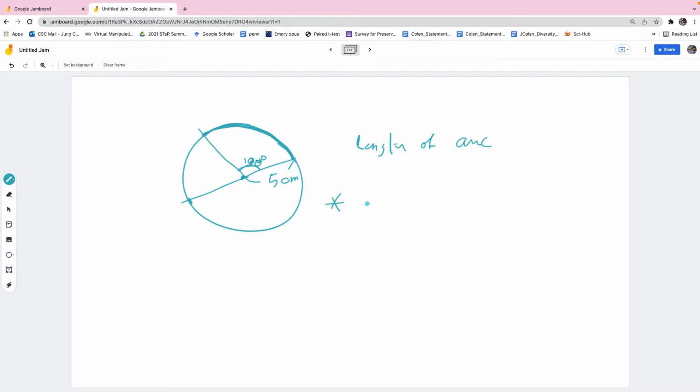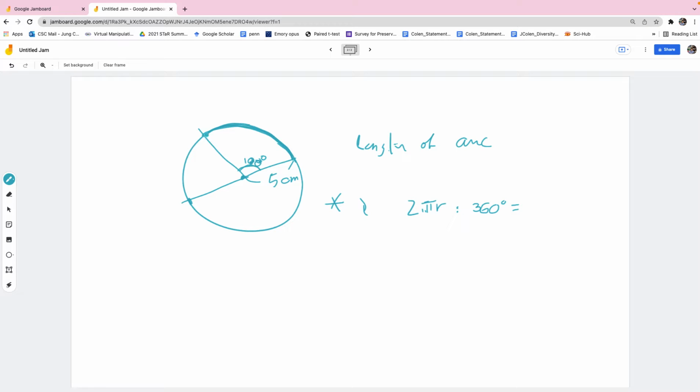So circumference is 2 pi r. Sorry for my bad handwriting, because I'm using my mouse instead. 2 pi r is the circumference. So circumference is the length all around the circle. And how many degrees do you have for that? You have 360 degrees. Using this ratio, you can set up a proportion.